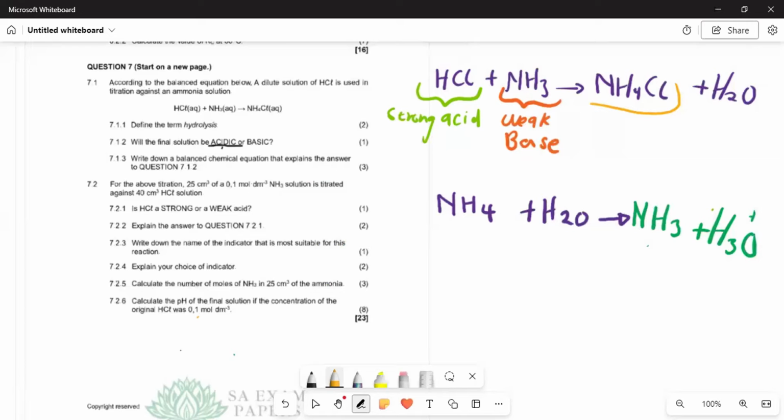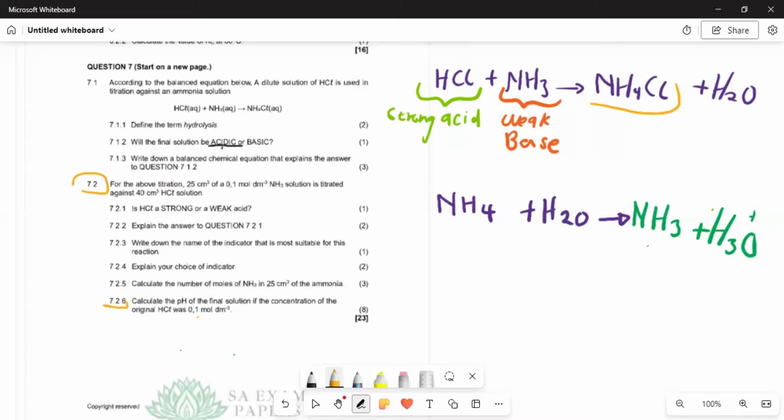Now, moving on to the second question, which is 7.2. 7.2 is a titration question, right? So my main focus here for this question, I just want to answer this pH calculation question, right? But then I will just answer these few theory questions with regards to your 7.2.1. Hydrochloric acid is a strong acid. Why is that? Because it ionizes completely in water to form H3O ions.